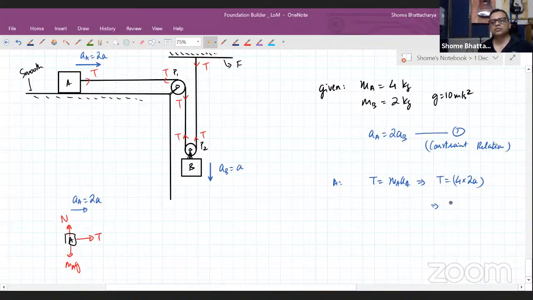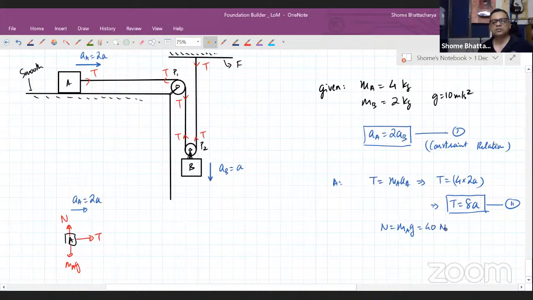So T is equal to 8A. That is our second equation. And of course, we also have the normal reaction balancing the weight. So that is not going to be of much consequence here. Okay, the main thing is going to be this equation.